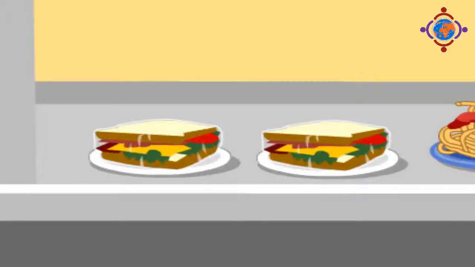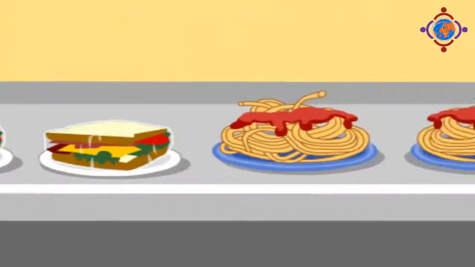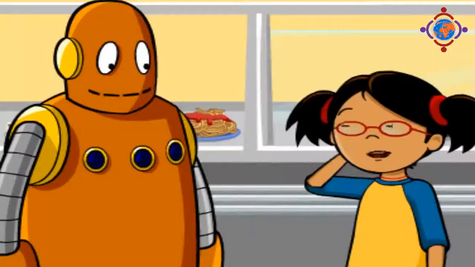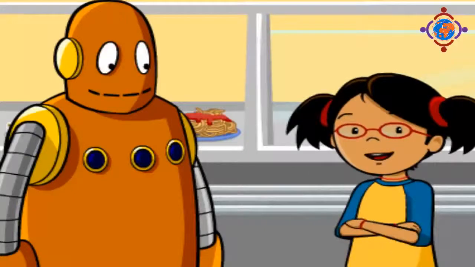First, I've got to choose between a sandwich or pasta. Then, I've got to choose between an apple or pear. How many possible choices do I have?